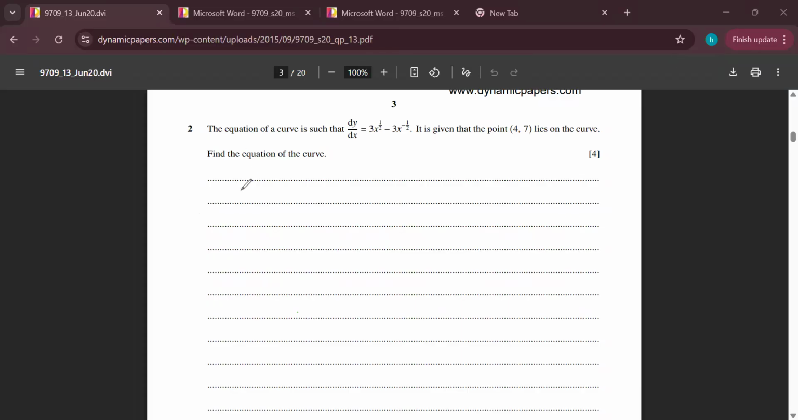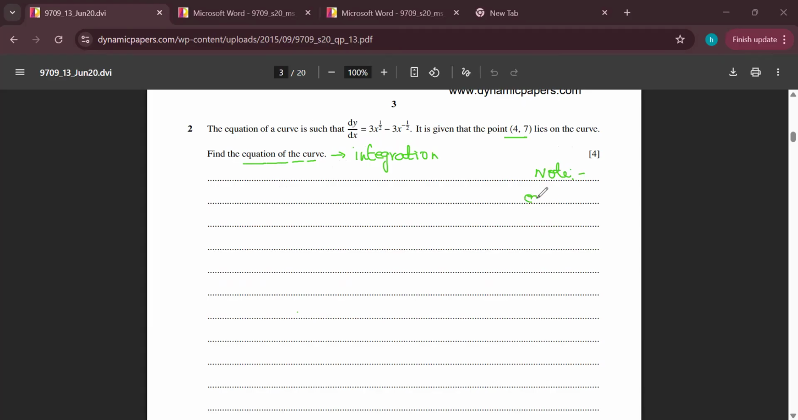Okay, now question number 2. The equation of a curve is such that dy by dx is given to you. The point is given, and they want the equation of the curve. So always remember, whenever you are reading a question and it is written equation of curve, immediately what should come in your mind? It is integration. Okay, equation of curve means integration. Note, you can note it on one side.